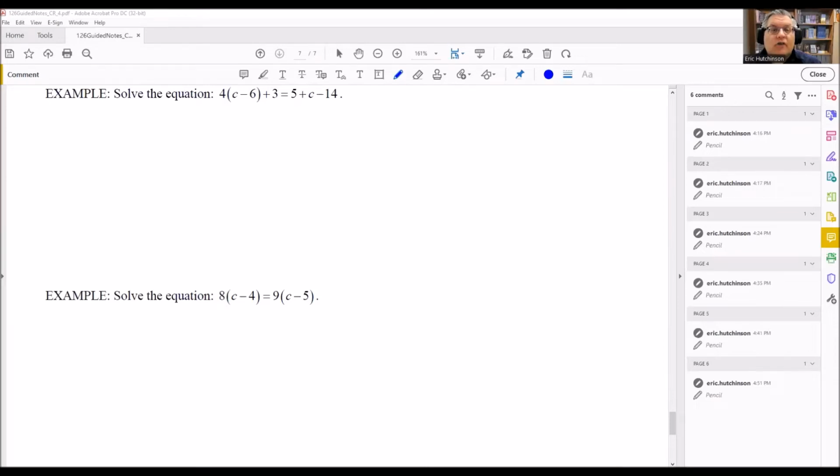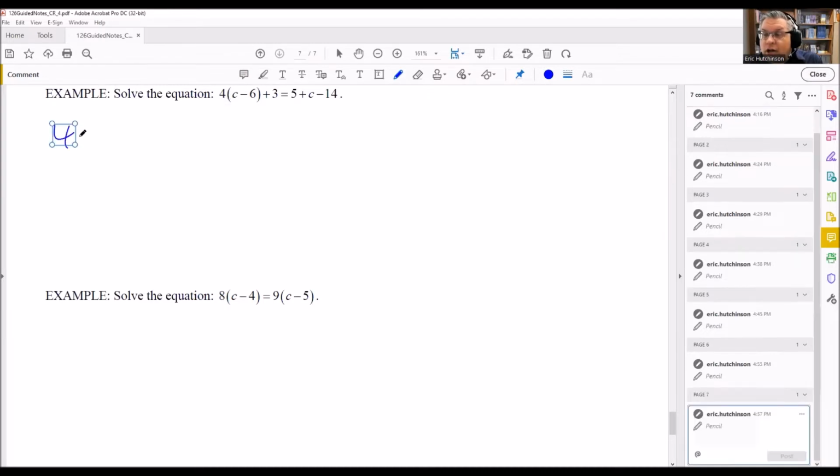These problems we're going to solve now are going to involve the distributive property. Distributive property means that we need to clear out the parentheses that we have by multiplying inside. Okay, so let's do that with this one here.